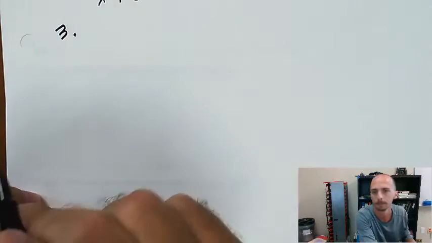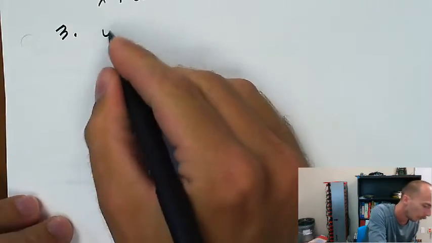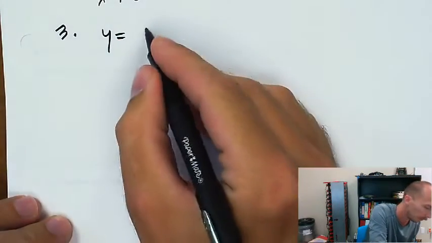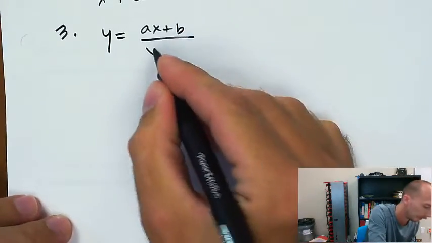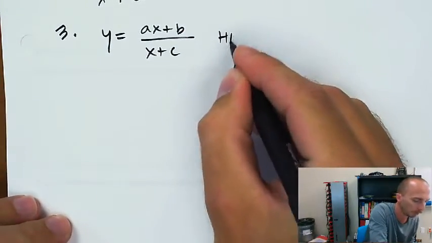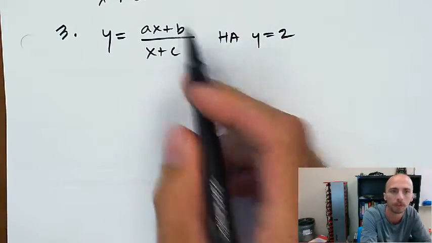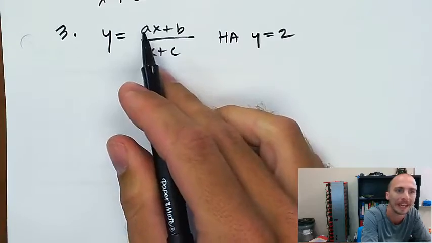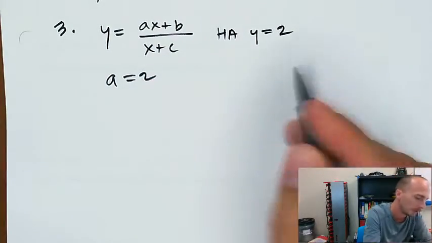Number 3, the graph of y equals ax plus b divided by x plus c has a horizontal asymptote y equals 2. Well, this is same on top and bottom, so the ratio of the leading coefficients is 2, meaning a divided by 1 equals 2. So I'm going to say that a equals 2.